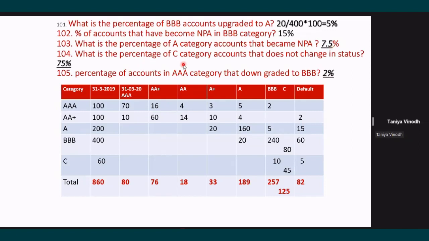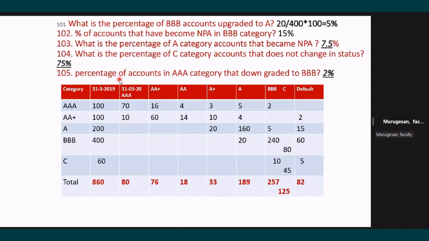Next one. C category accounts that don't change in status, the same status. C was 60 and here C is 45. So 45 divided by 60 is 75%. 75% of the C category accounts don't undergo any change, neither this way nor that way. They retain the same category.